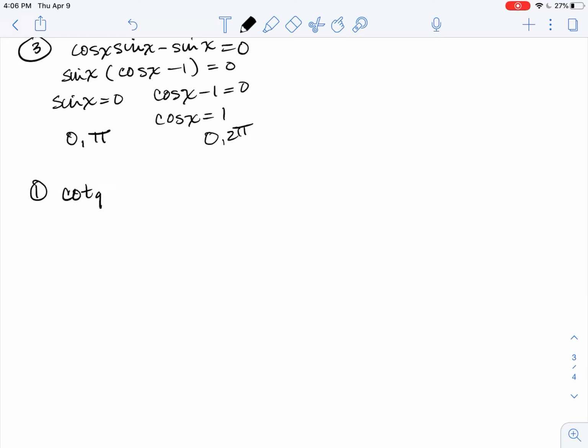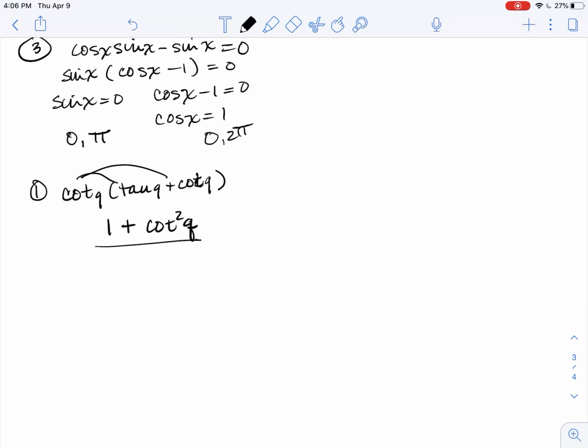Okay, so on the next section where it says simplify the trig expression, I'm going to work a couple of these. Cotangent q times the quantity tangent q plus cotangent q. So I guess the first thing I'm going to do is distribute. And I also recognize that cotangent and tangent are reciprocals, and when you multiply reciprocals, you get 1. So this is just going to be 1 plus cotangent squared q.